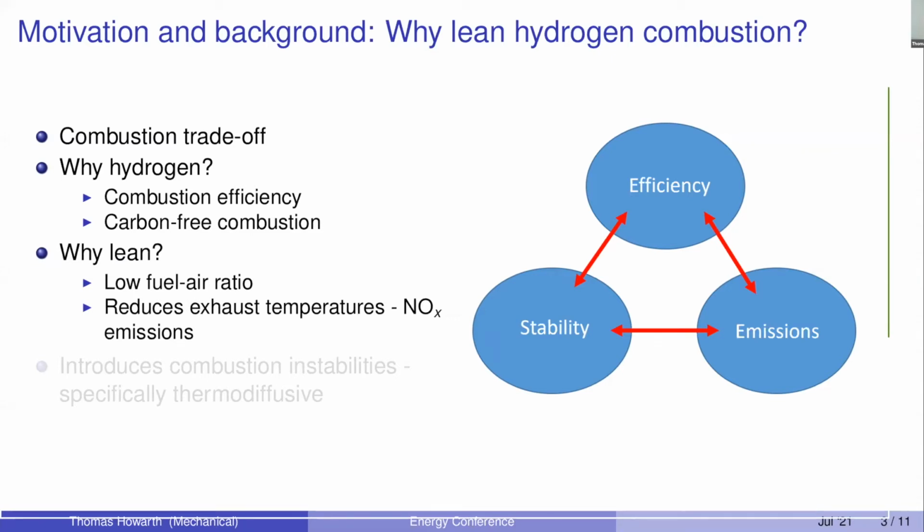What this does is reduce our exhaust temperatures, our adiabatic flame temperatures, and this prevents the production of NOx. However, when we burn lean, with this low fuel-air ratio, this introduces combustion instabilities, specifically thermodiffusive instabilities.